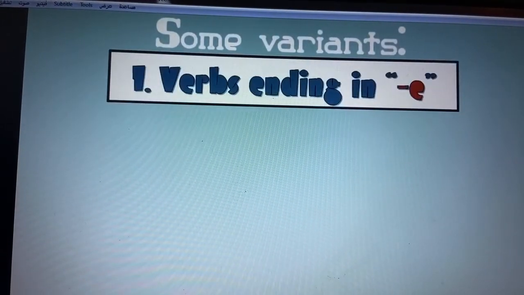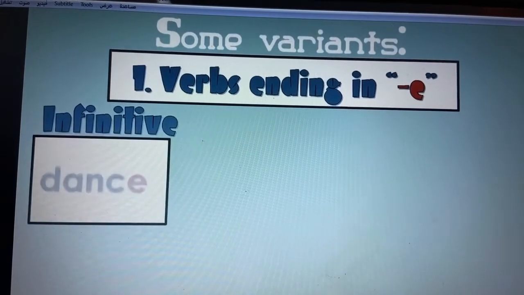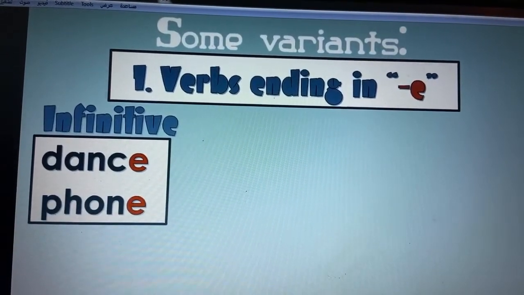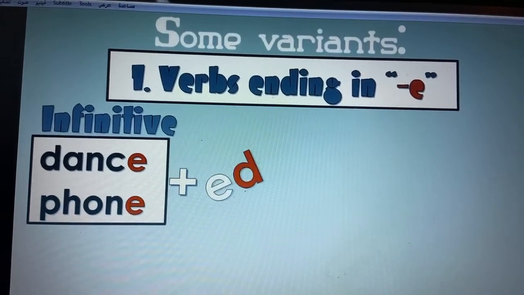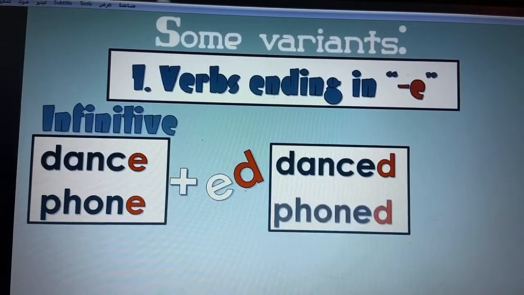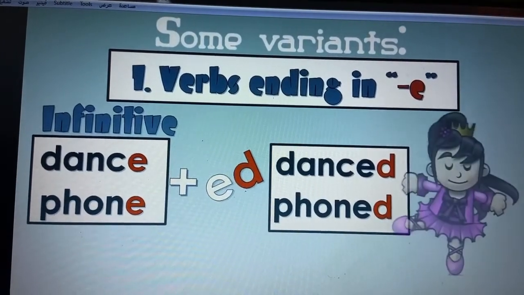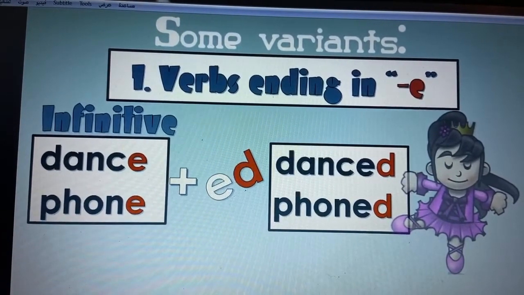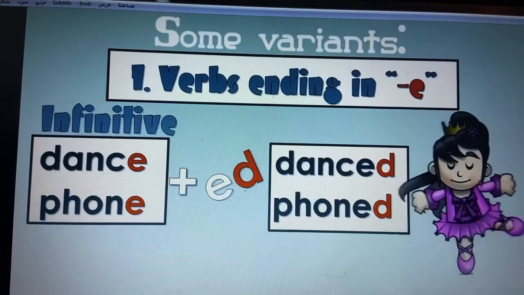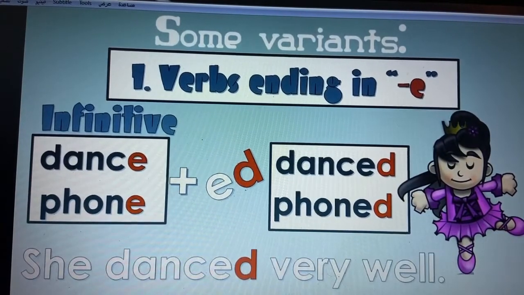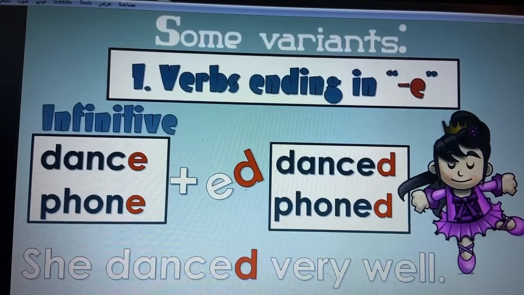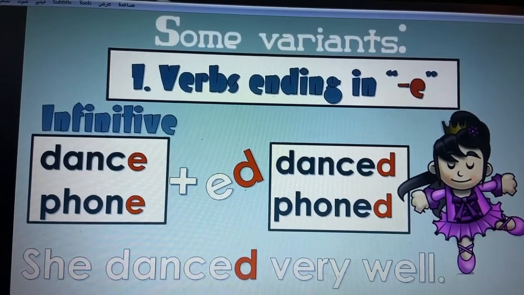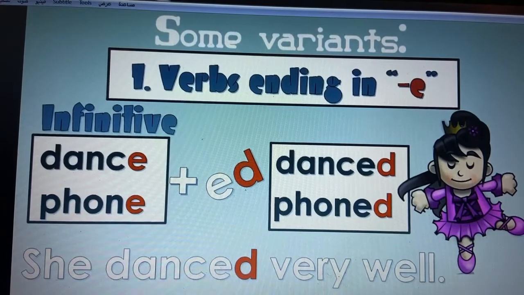But we have some variants. Verbs ending in e. When the verb or the infinitive form ends with the letter E, we only add D to the main verb. For example, dance, danced, phone, phoned. We didn't add ed. We only added D because the last letter is E. So she danced very well. Look at the main verb. We added only D because the last letter in the infinitive verb is E.